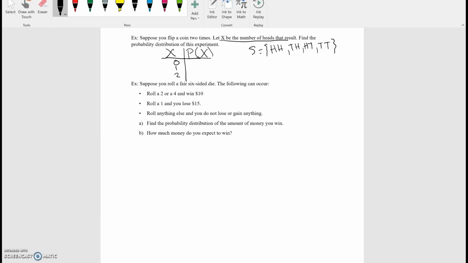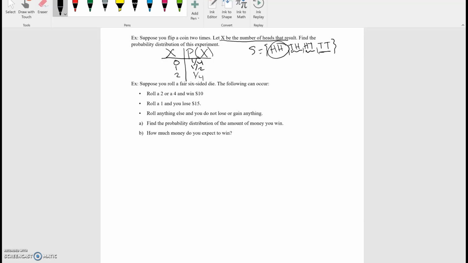Now what we have to do is find the probability of all of these occurring. What is the probability of getting 0 heads? There's only one outcome that has 0 heads, and that's 1 out of 4, so this is equal to 1/4. We can write it as a fraction or a decimal, whatever we'd like. What is the probability of getting only 1 head? We can only get 1 head when we get tails heads or heads tails. That is 2 out of 4, or 1/2. What's the probability that I get 2 heads? That occurs 1 out of 4.